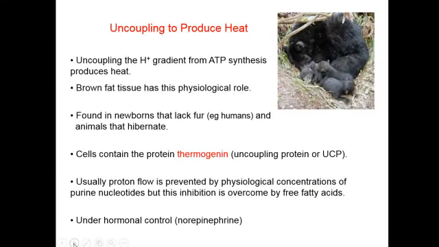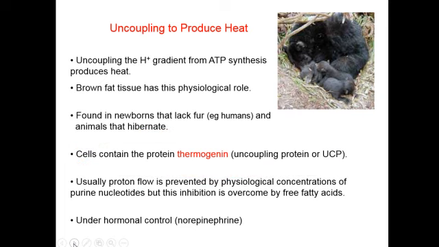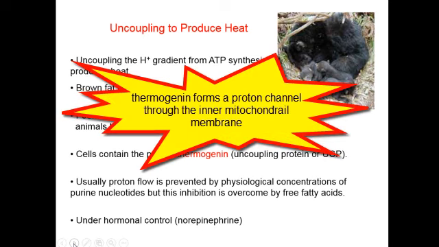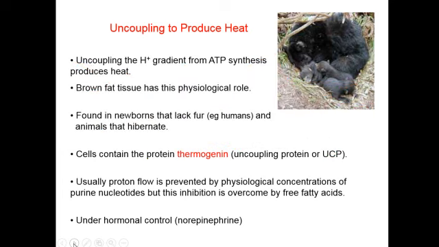So the cells in this brown fat tissue contain a protein known as thermogenin. This is also known as uncoupling protein, or UCP. And essentially what thermogenin does is it does what those chemical uncouplers do. It forms a channel in the mitochondrial membrane that will open, and it's under hormonal control. So under hormonal control the channel opens and allows the protons to move back into the mitochondria without producing ATP. The energy from this proton flow, instead of producing ATP, produces heat. And so this is how the brown fat enables these animals to stay warm whilst they're hibernating.